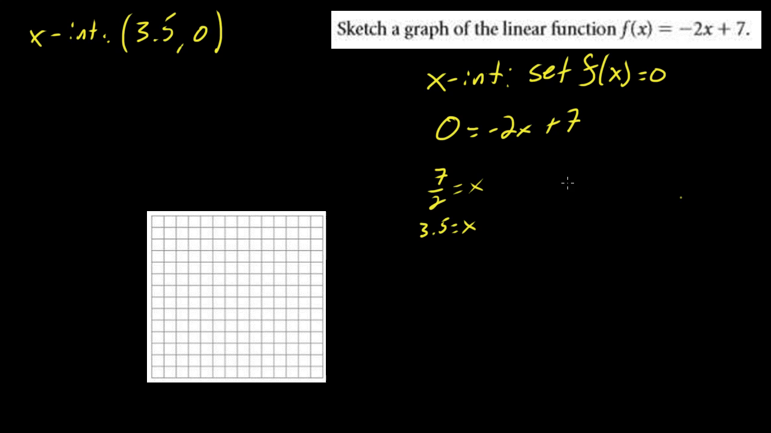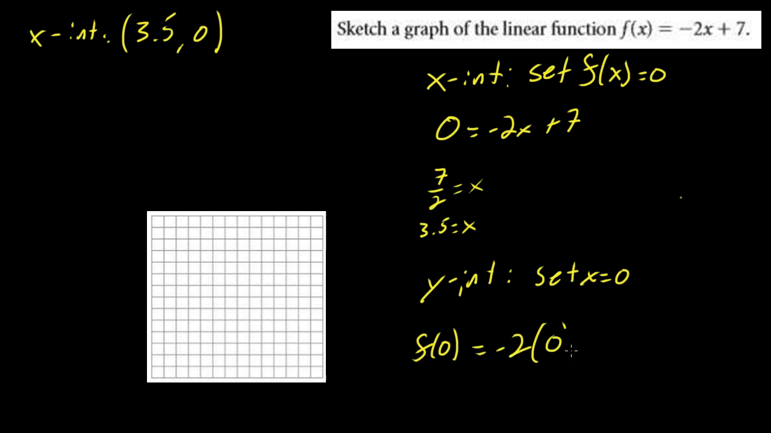Now, let's keep on going with this. Let's find out where our y-intercept is. And remember, the y-intercept is when our independent variable is 0. So we will set x equals 0. We're going to have f of 0 equals negative 2 multiplied by 0 plus 7. That is equal to 7. So my y-intercept is at 0, 7.